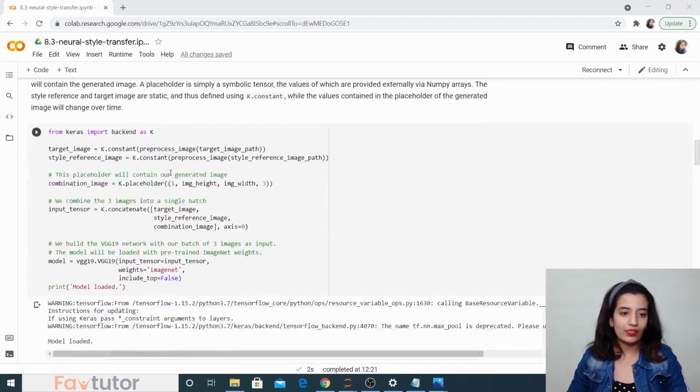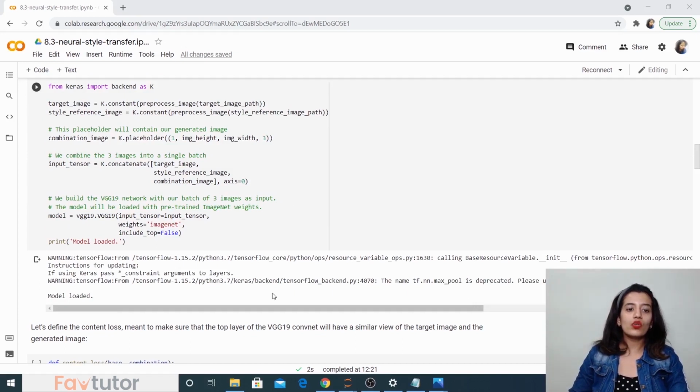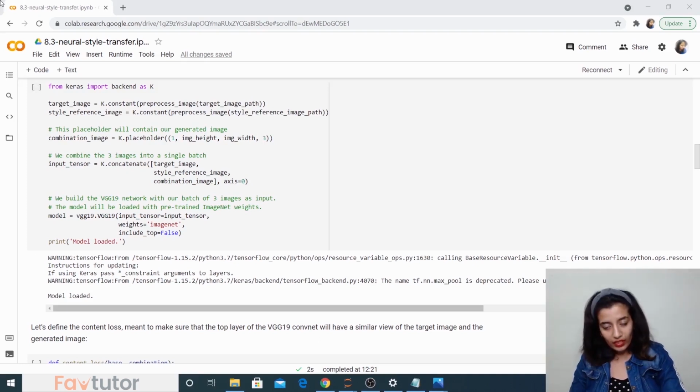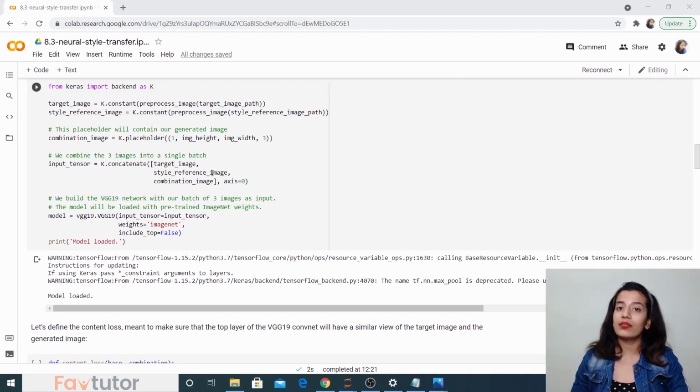So next, let us walk through this code. So here what am I doing? I'm just concatenating all the 3 images and sending them to the input. I'm making that third image the combination of these 2 images.